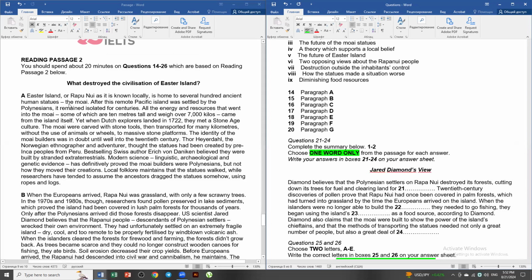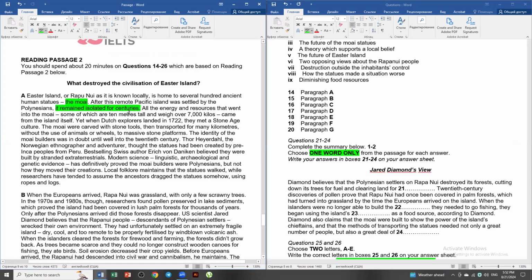Easter Island, or Rapa Nui, as it is known locally, is home to several hundred ancient human statues. So the Moai. The Moai is a statue. After the remote Pacific island was settled by the Polynesians, it remained isolated for centuries.